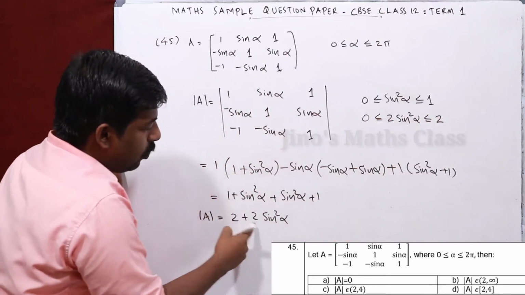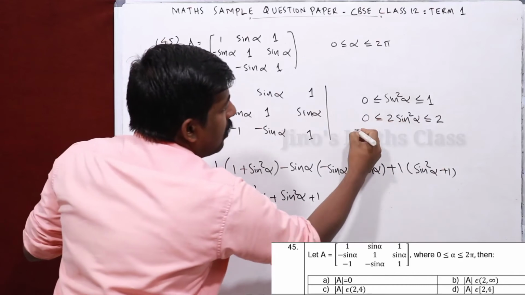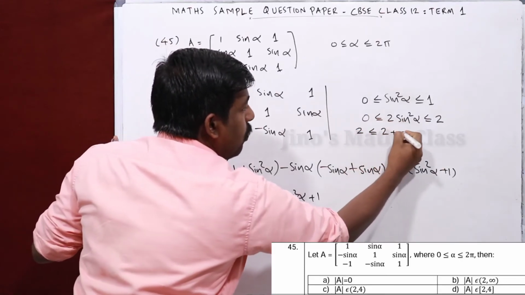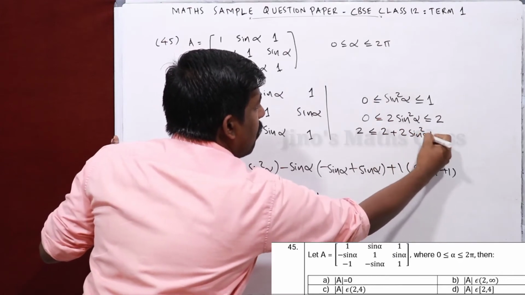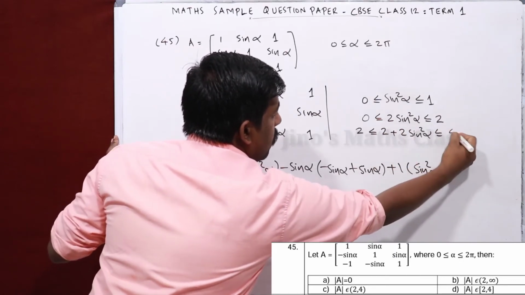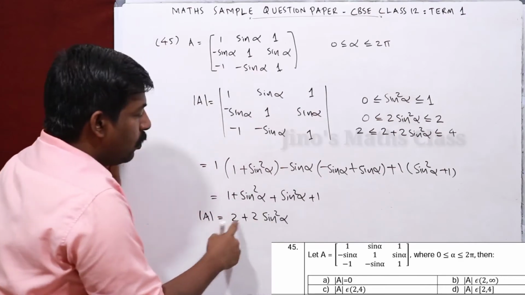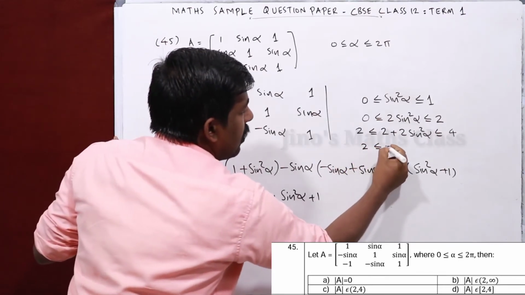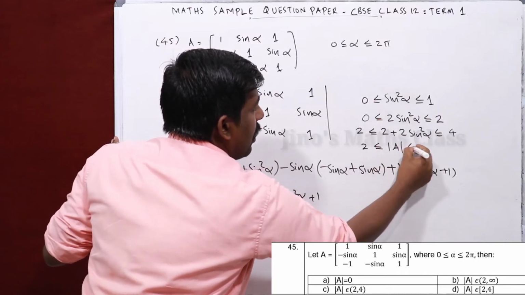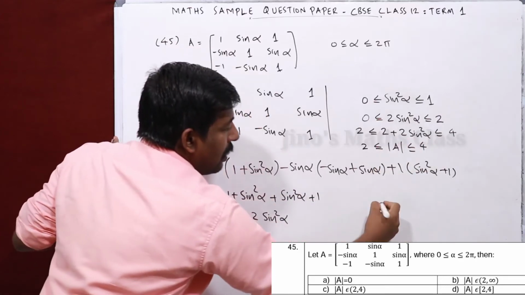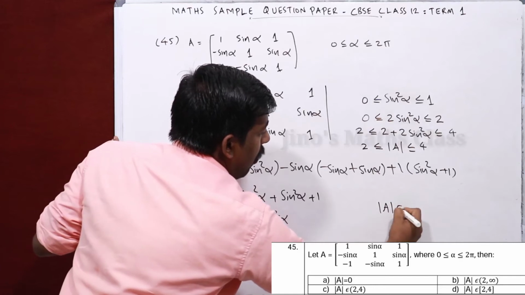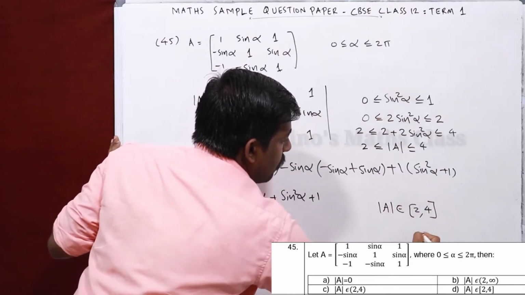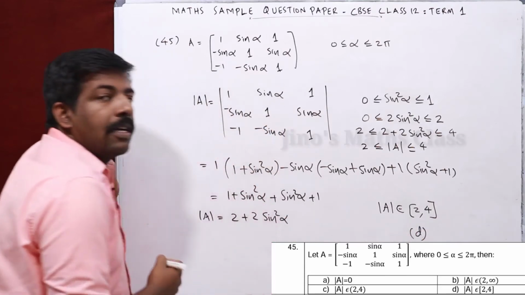And here we need 2 plus 2 sin square alpha. That's why we can add 2 also. So here 0 plus 2 is 2, lesser than or equal to 2 plus 2 sin square alpha, lesser than or equal to 2 plus 2, we are getting 4, right? And here 2 plus 2 sin square alpha is determinant A, that means it is 2 lesser than or equal to determinant A lesser than or equal to 4, or we can say determinant A belongs to the closed interval 2 to 4. That's why option D is the correct answer.